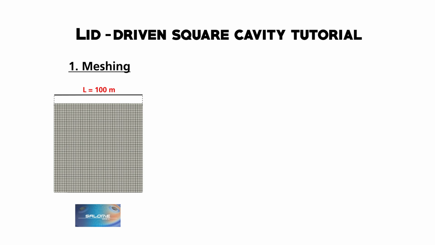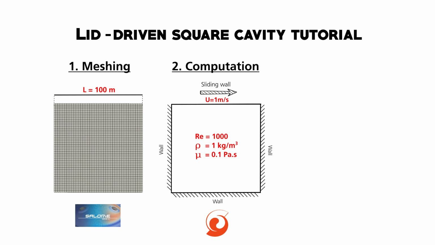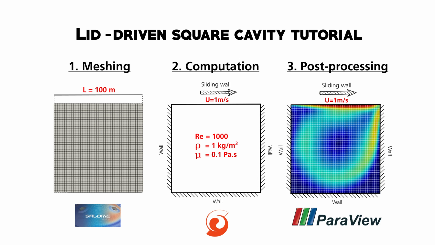It's Jeff from the Code Saturne development team, and today we are going to go through the famous square cavity tutorial. It will be composed of three main steps. First, the meshing, which will be done with Salome. Then the computation, which will be done with Code Saturne. And then the post-processing, which will be done with ParaView.